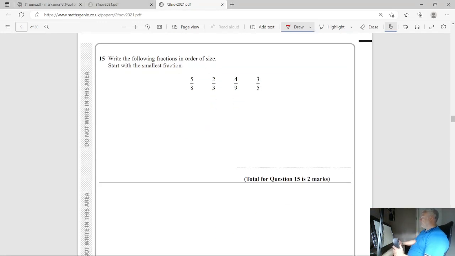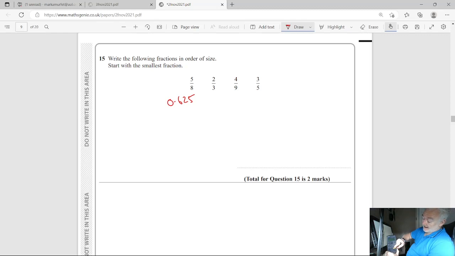Question 15. Write the following fractions in order of size. Start with the smallest fraction. It's very easy to fall into the trap of thinking, oh, I can do this without a calculator. Really simple. On your calculator, fraction key, 5 divided by 8 equals, press SD, it gives you a decimal number. So we know that's 0.625. I could just type in 2 divided by 3, because remember that line means divide. It gives you 2/3, press it again, 0.6 with a dot over it.